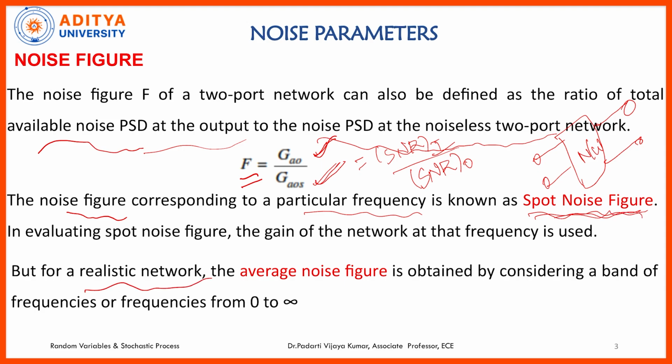But in reality, the average noise figure is obtained over a band of frequencies or from frequencies 0 to infinity. In general, when it comes to practice, we are more interested in the band of frequencies. So, generally it is quite useful to compute the average noise figure for a band of frequencies instead of a single frequency. Many applications are related to the band of frequencies. There we compute the average noise figure.